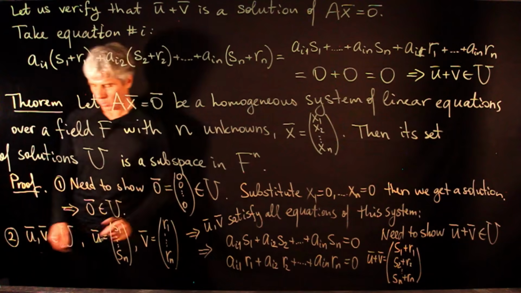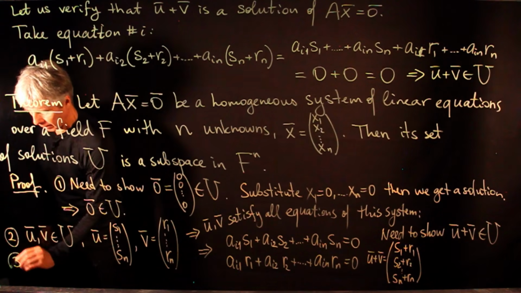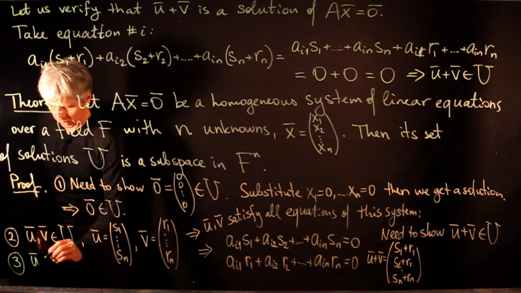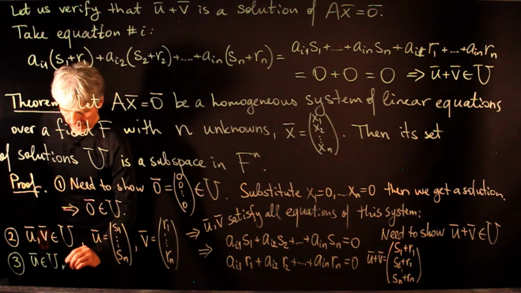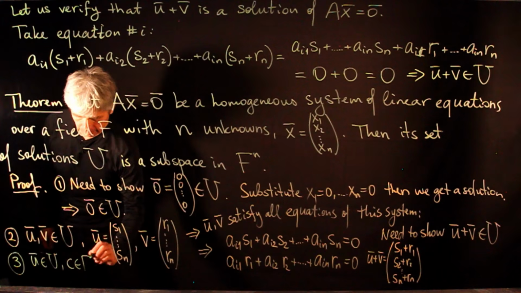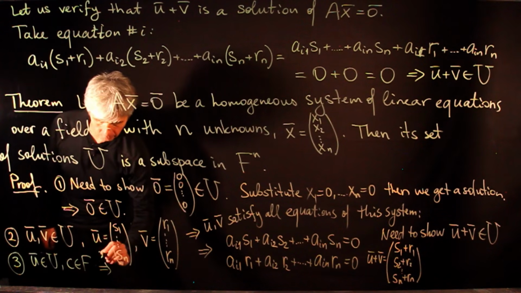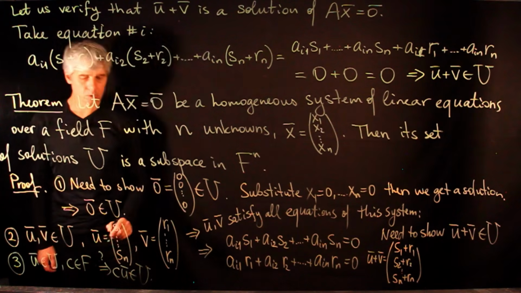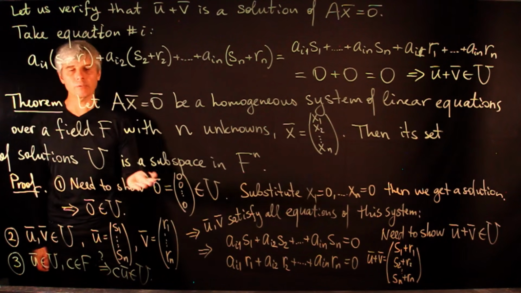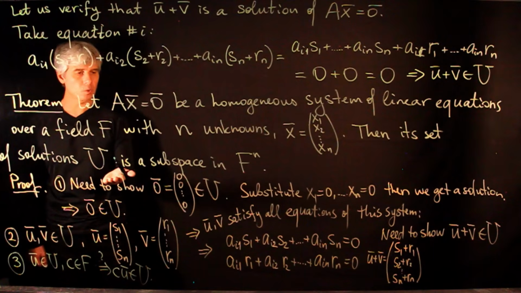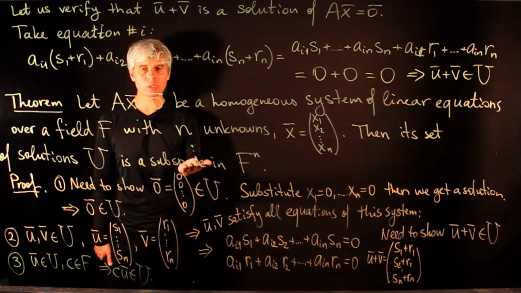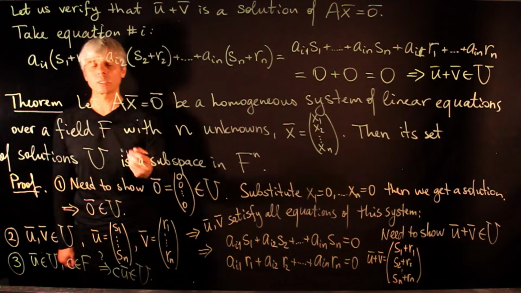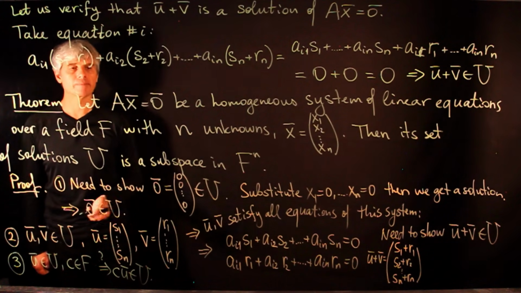And again, the property 3: if u is in U and c is in F, then we need to verify that cu is in U. This property I leave for you as an exercise. So show that the set of solutions of a homogeneous system of linear equations is closed under scalar multiples.